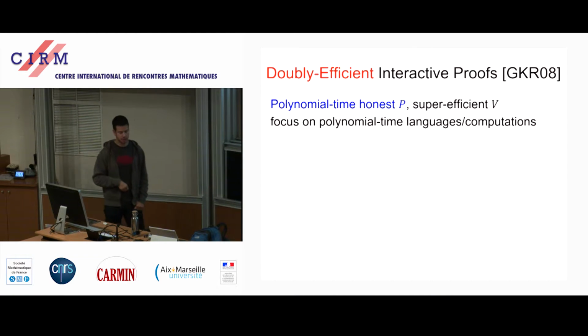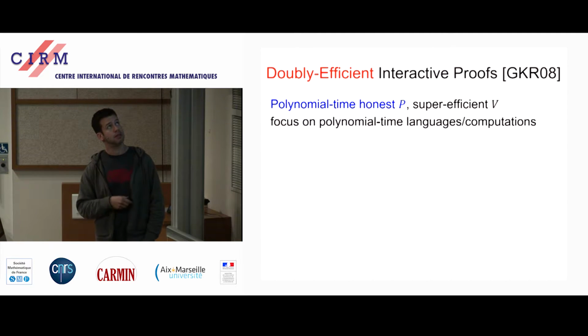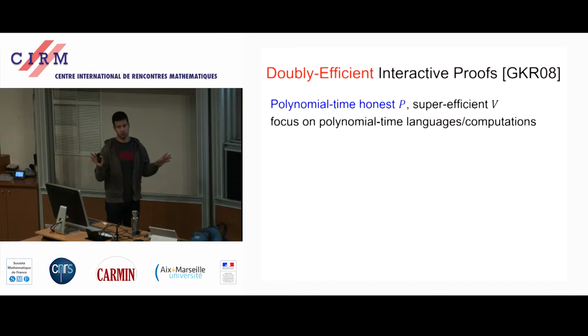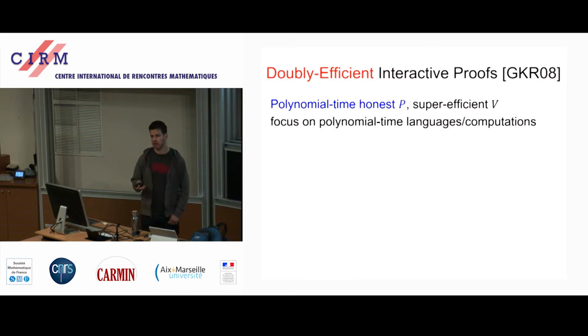We started tackling this in work with Goldwasser and Kalai, where we get these doubly efficient interactive proof systems. Honest prover is polynomial time. I'll emphasize again that we don't make any assumptions about cheating provers. So cheating provers might as well be exponential time. Okay? But for the honest prover, I want the protocol to run in polynomial time. Verifiers are super efficient. And because the honest prover runs in polynomial time, if you think about it a little bit, that means that the honest prover can, in polynomial time, convince himself whether the input is in the language or not. And so we focus on polynomial time computations.